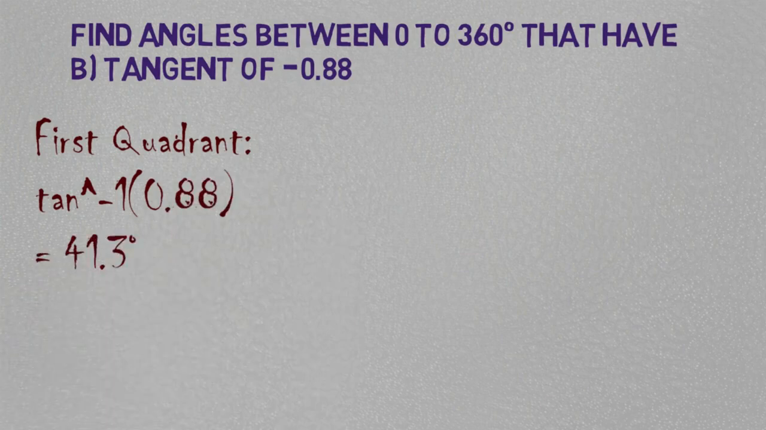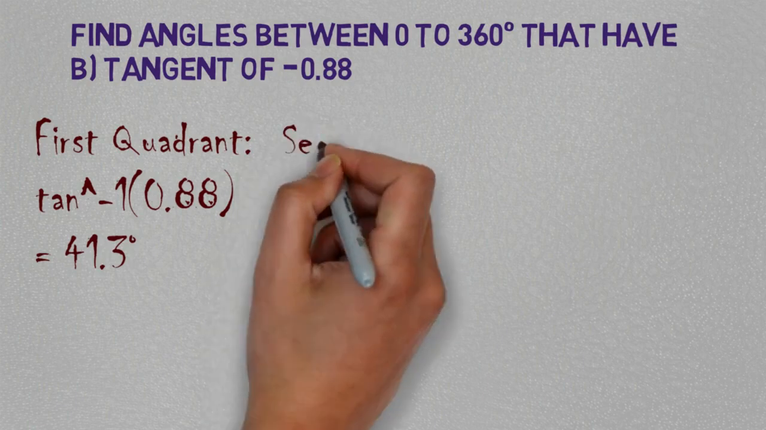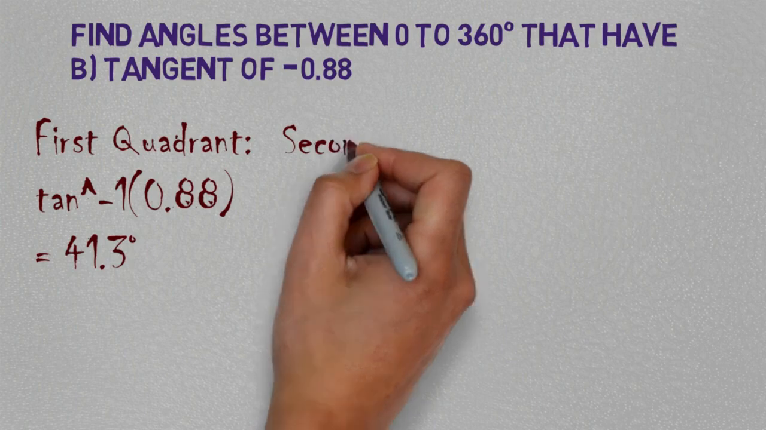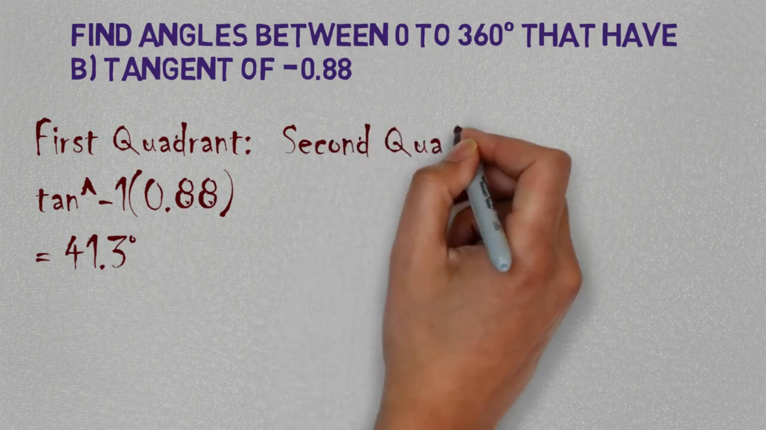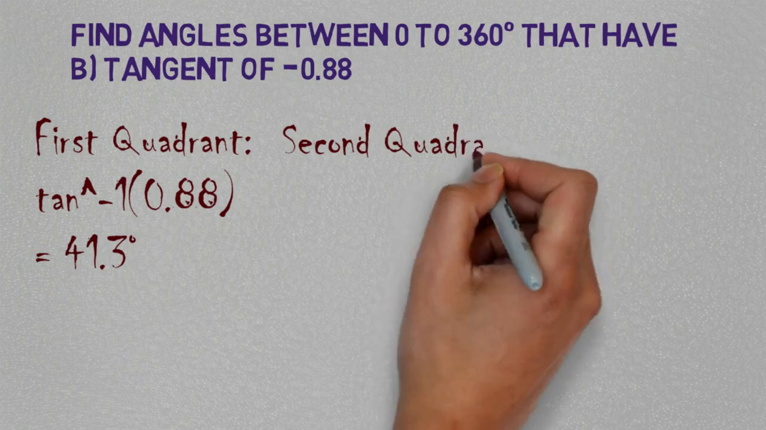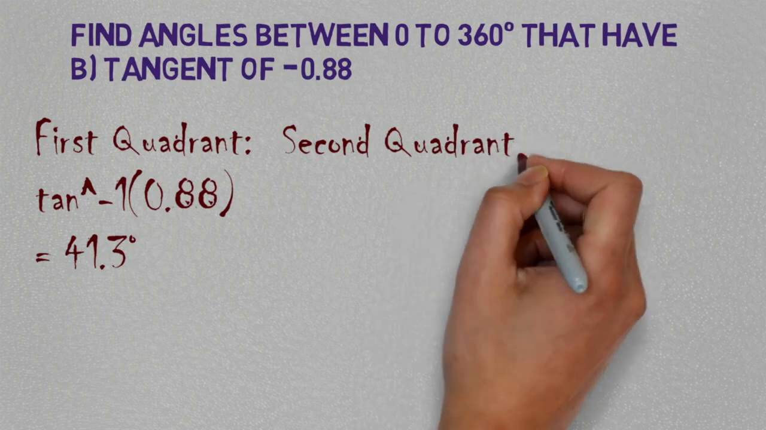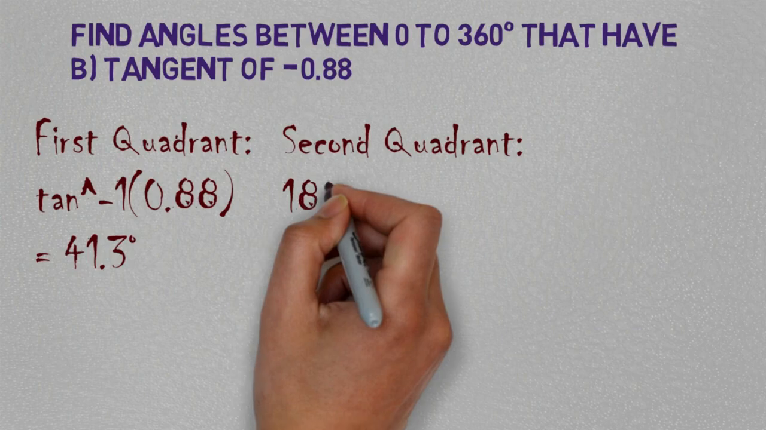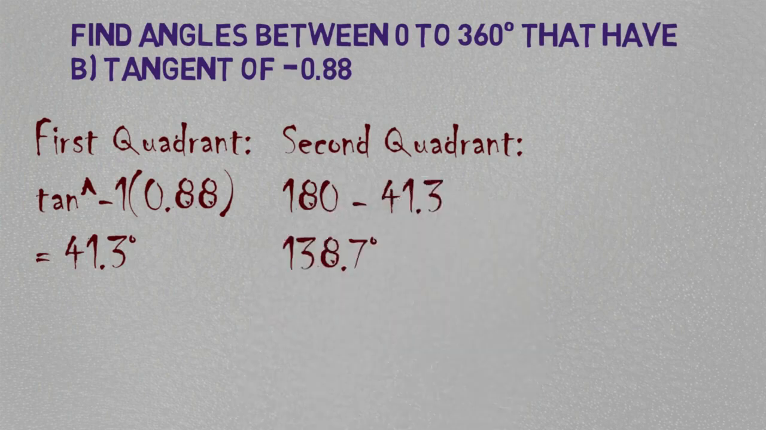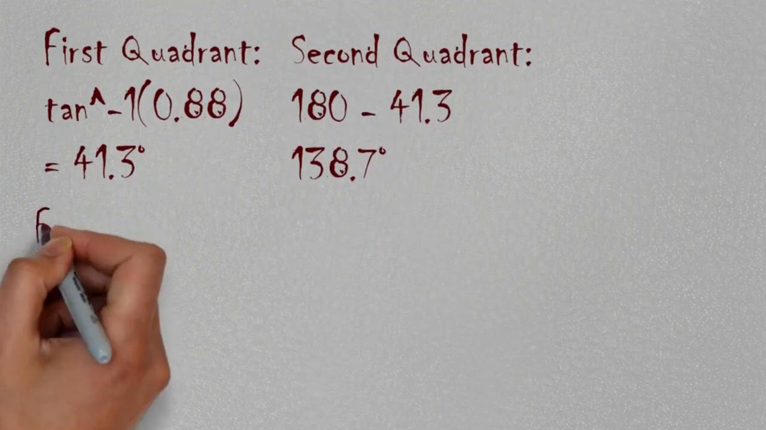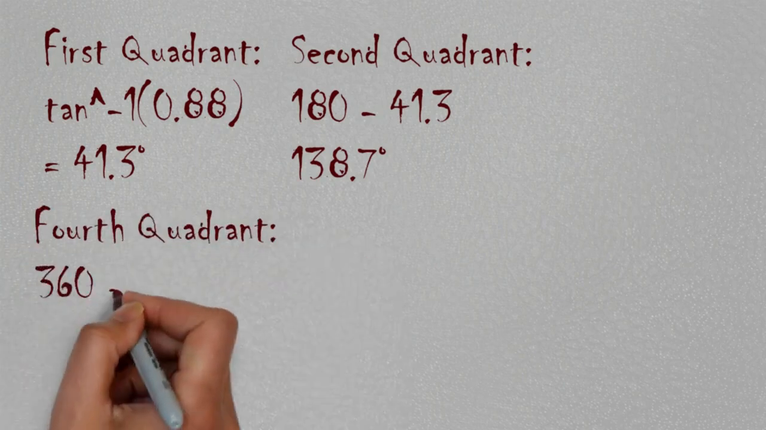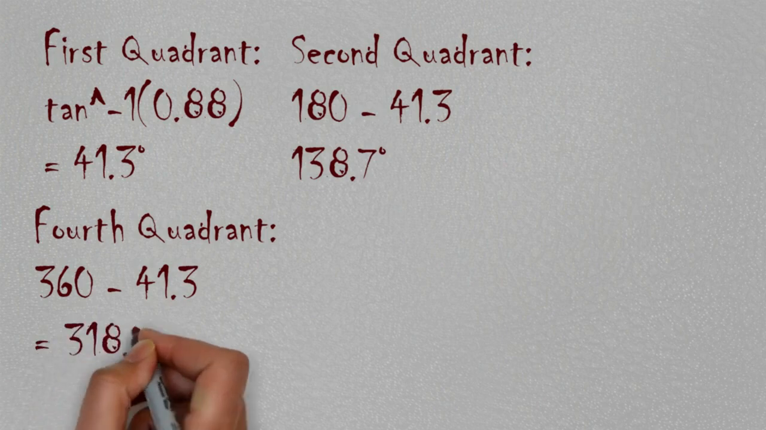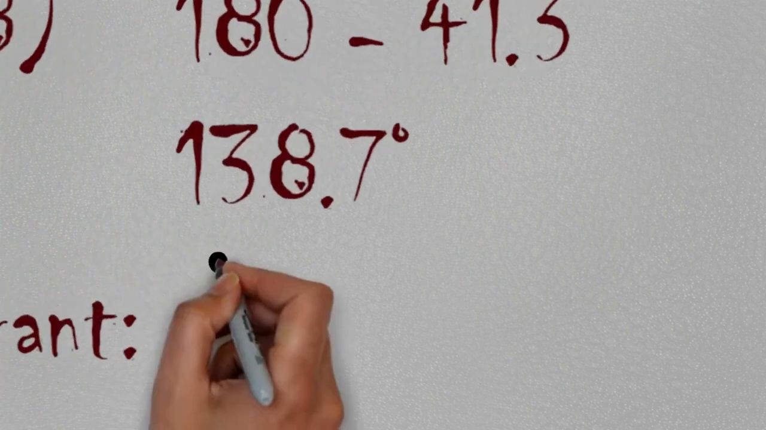So that was the value in the first quadrant. Now let's find the value in the second quadrant. So that will be 180 minus 41.3, which will give you 138.7 for the second quadrant. And now for the fourth quadrant, let's do 360 minus 41.3, which will give you 318.7 degrees.